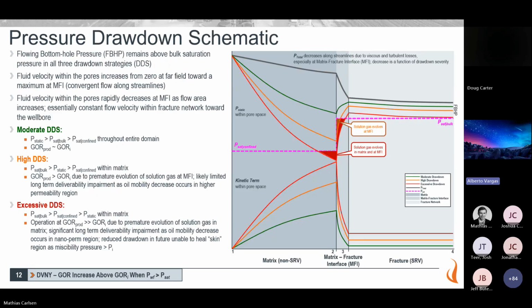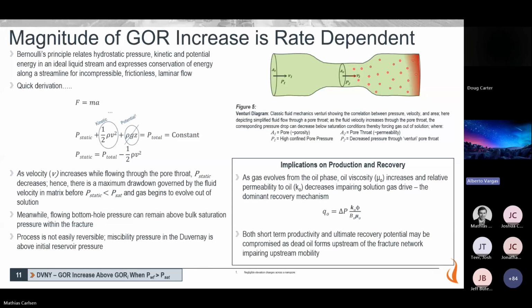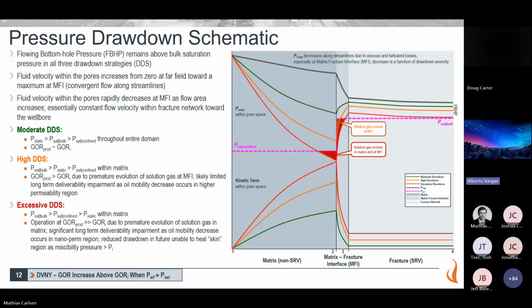And now tying all these separate thoughts into one plot here. If we think about three separate drawdown strategies, we go back to Bernoulli for a second and recall the static term and the kinetic term. So that's what we're plotting here: the pressure profile on the kinetic term, the pressure profile on the static term, and then a total pressure. On the far left, we've got the matrix.